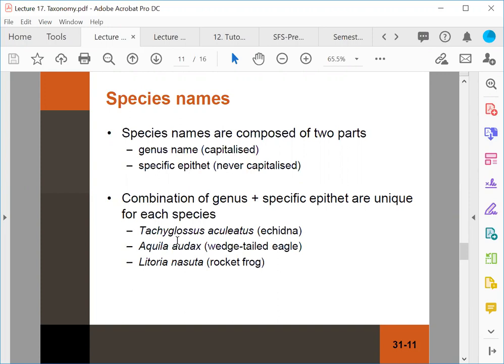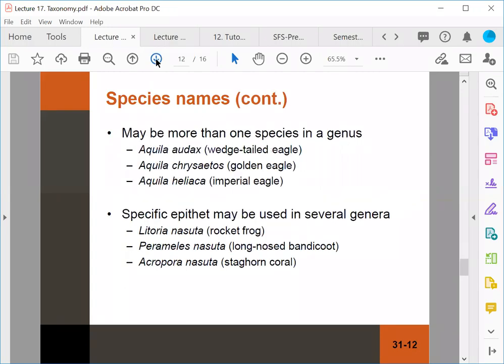Here are some more examples. Tachyglossus aculeatus, which is the echidna, Aquila audax, which is the wedge-tailed eagle, and Litoria nasuta, the rocket frog. Of course, there may be more than one species in a given genus.